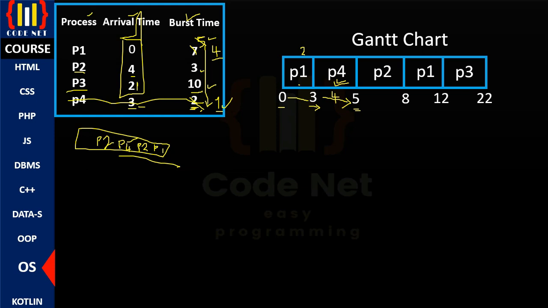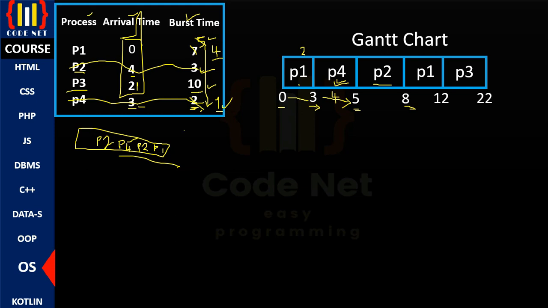Don't forget, process 1 executed for 3 milliseconds, hence the remaining is 4. And process 2 didn't do any execution, it has 3 milliseconds. And then process 3 has 10 milliseconds. So which process has the shortest job first? Definitely it is process 2. Hence process 2 had to execute again from 5 to 8, which is 5 plus 3, which is 8 milliseconds, and it is completely executed because it is done.